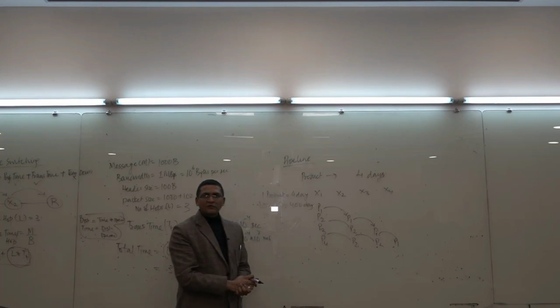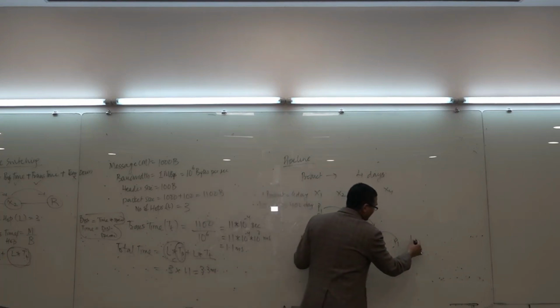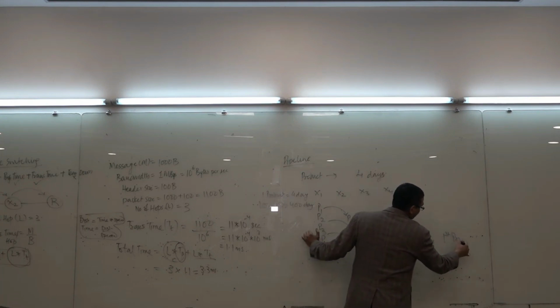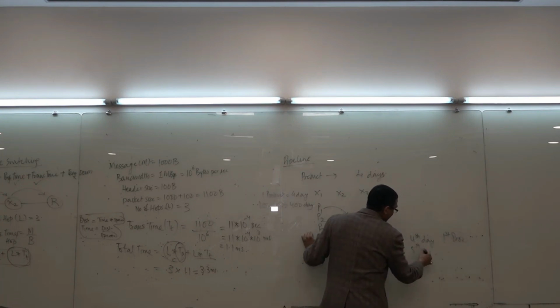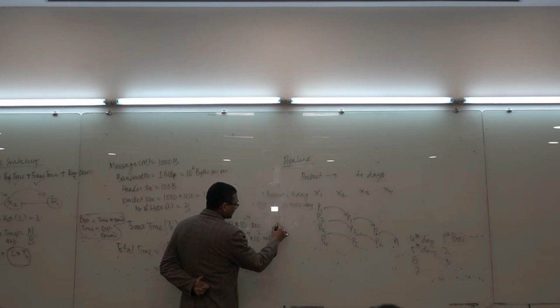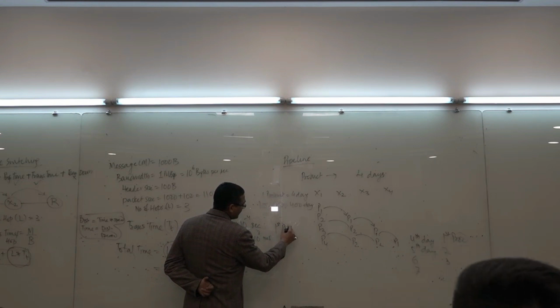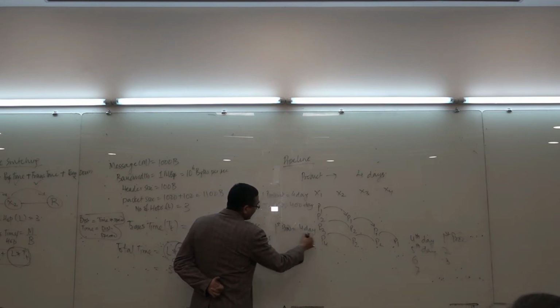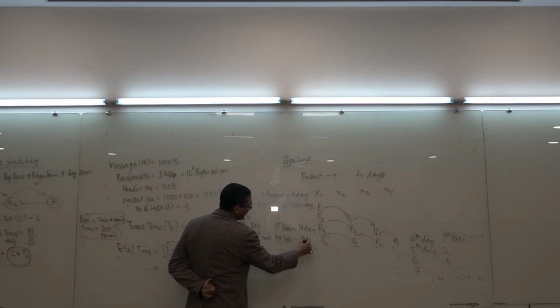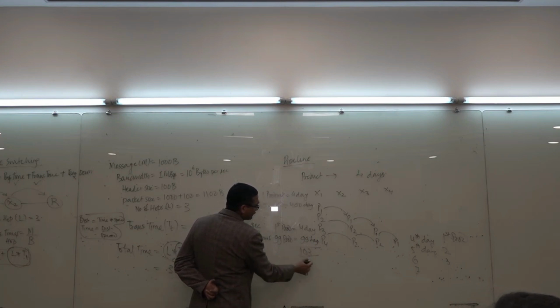So what we observe is that on the 4th day, you get the first product. On the 5th day, you get the second product. 6th day, third product. 7th day, fourth product. So the first product will take 4 days, and then the 99 remaining products will take 99 days. That means it will take only 103 days.